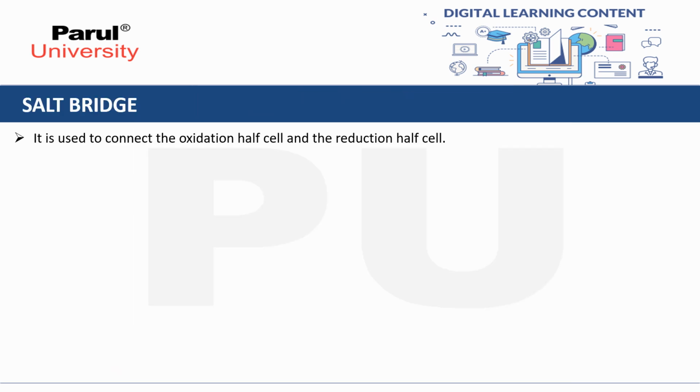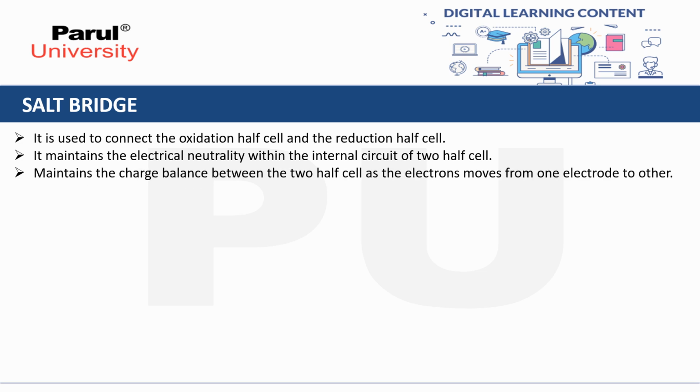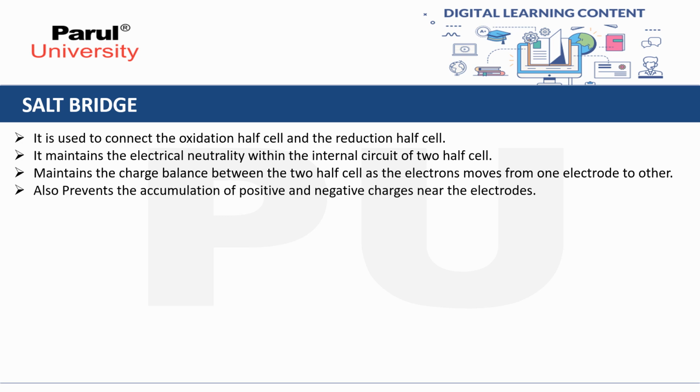Let us see the function of the salt bridge. It is used to connect the oxidation half cell and the reduction half cell. It maintains the electrical neutrality within the internal circuit of the two half cells. It maintains the charge balance between the two half cells as the electron moves from one electrode to the other electrode. It also prevents the accumulation of positive and negative charge near the electrode.